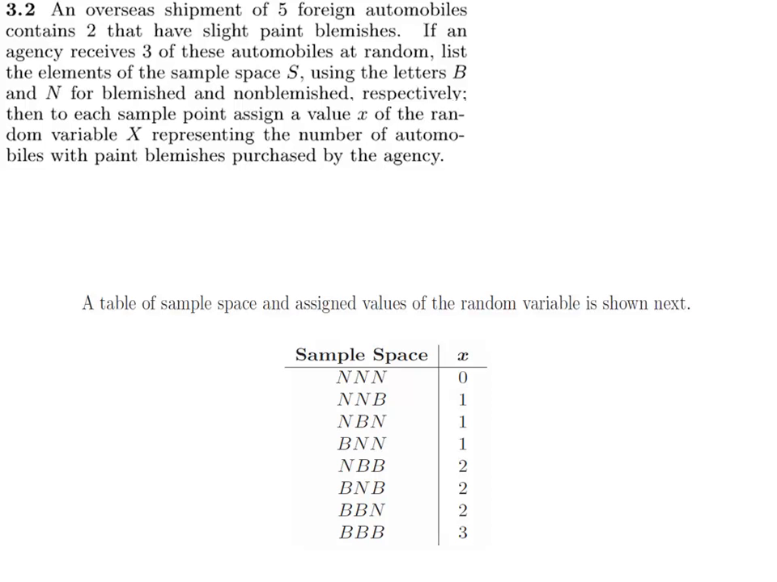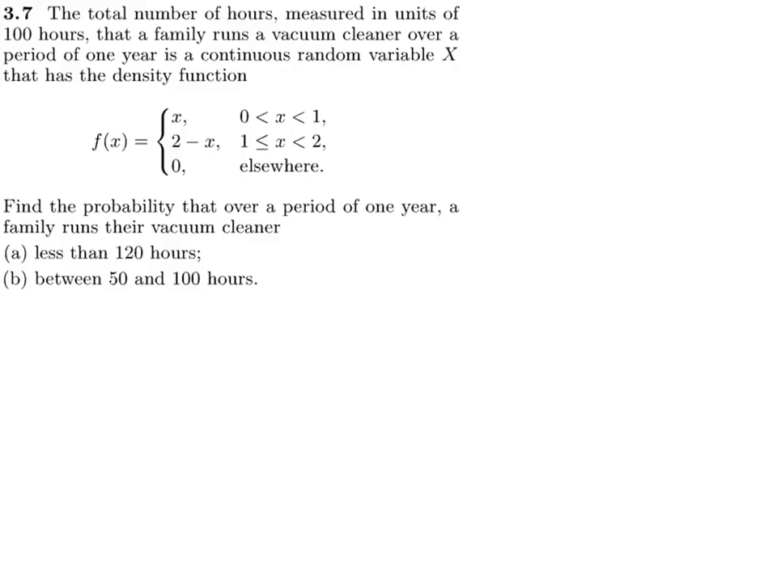Then we have continuous probability distributions. So let's go over this problem. The total number of hours, measured in units of 100 hours, that a family runs a vacuum cleaner over a period of 1 year is a continuous random variable x that has this density function. The problem is asking to find the probability that over a period of 1 year a family runs their vacuum cleaner less than 120 hours.